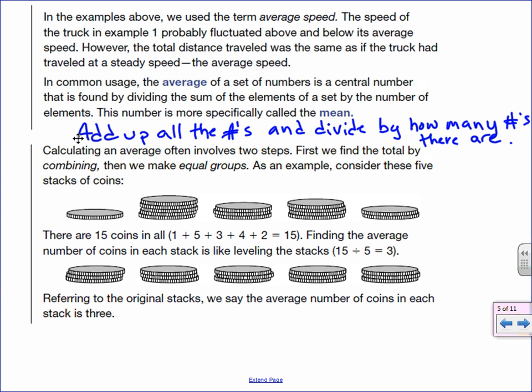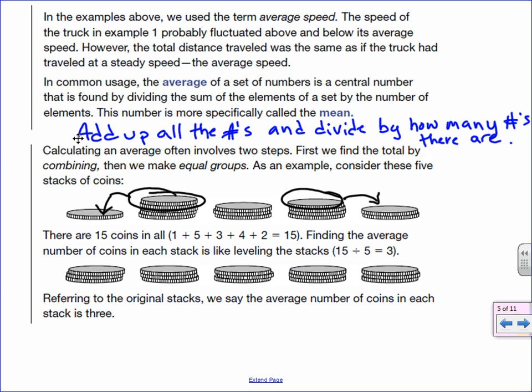Calculating an average often involves two steps. First, we find the total by combining, then we make equal groups. As an example, consider these 5 stacks of coins. There are 15 coins in all. Finding the average number of coins in each stack is like leveling the stacks. So if I took 2 off of this stack here and put it over here, then both of these stacks would have 3. And then if I took 1 off of this stack and put it here, then all of the stacks would have 3. So 15 divided by 5 stacks tells us that there's an average of 3 coins in each stack. Referring to the original stacks, we say the average number of coins in each stack is 3.